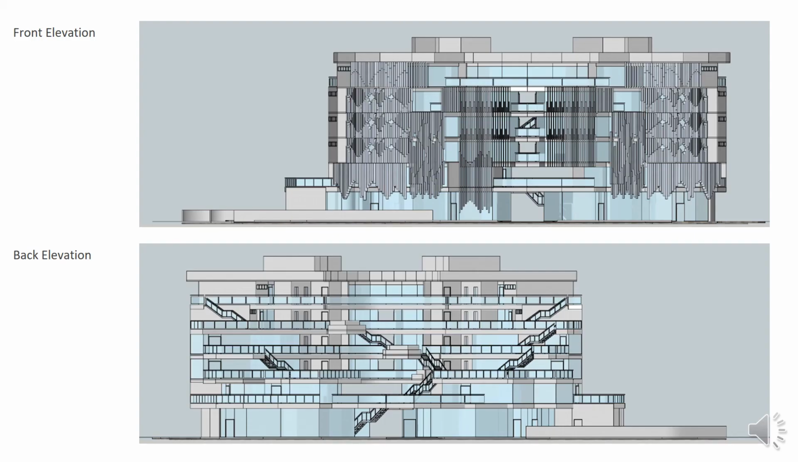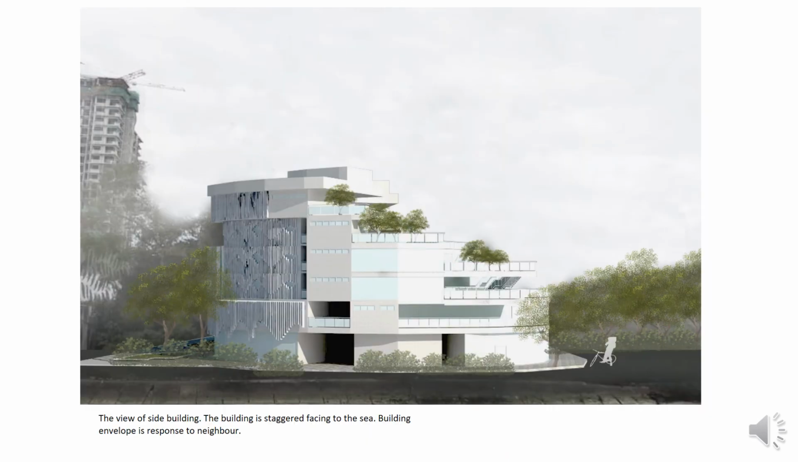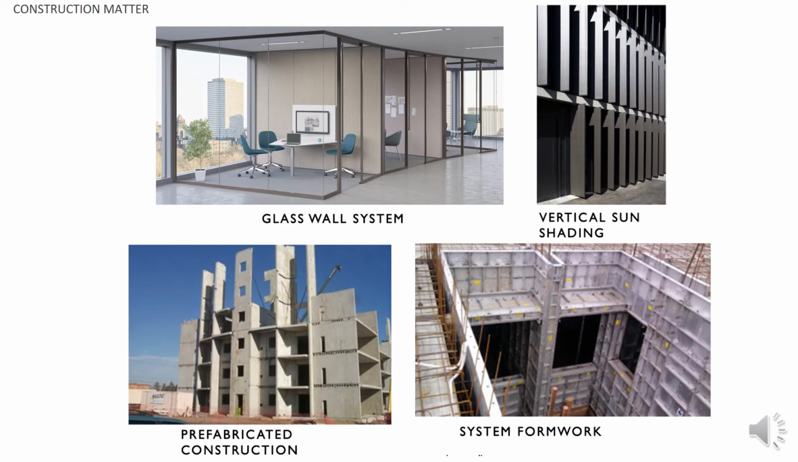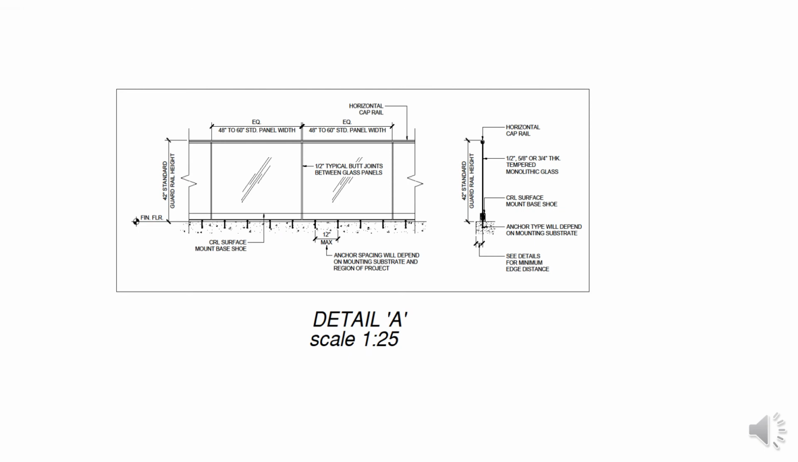So here is my front and back elevation, left and right elevation, and the roof. Then my construction method is using the glass system, vertical transit, perforated prefabrication construction system. So here is my detail. So detail A, B, C. Okay, thank you.